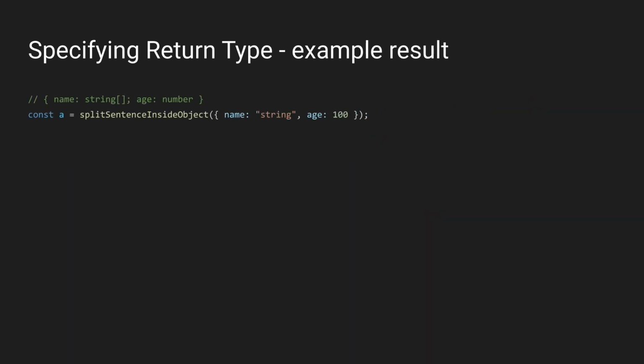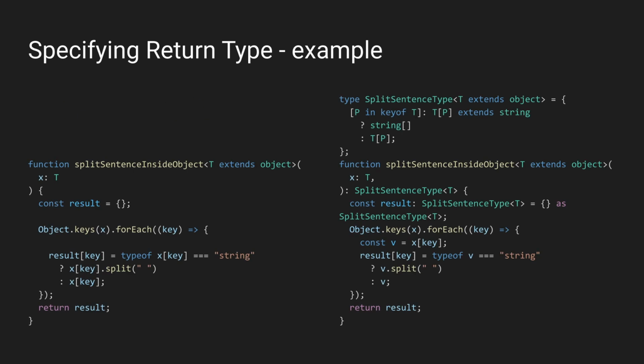We are passing an object with a name string key and an age number key. The output type is name array of string, and the age key is not modified. Works as intended. We created a helper template to reduce code duplication.